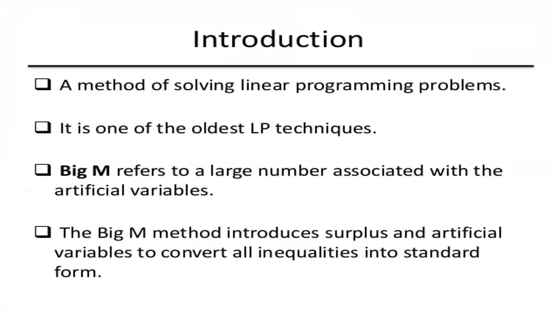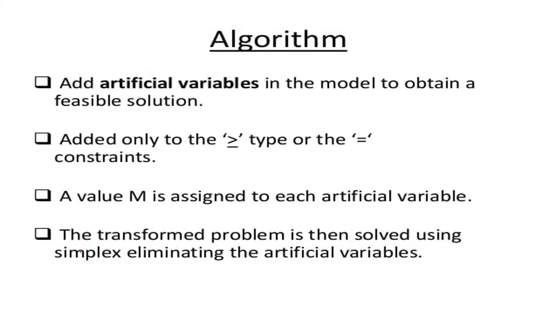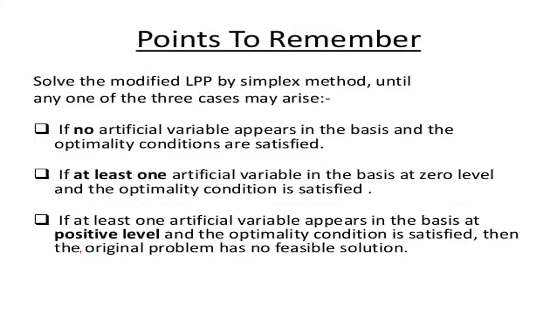The M method is a method of solving linear programming problems. It is one of the oldest linear programming techniques. Big M refers to a large number associated with the artificial variables, and the big M method introduces surplus and artificial variables to convert all inequalities into standard form. The algorithm: add an artificial variable only to the greater than or equal to type or the equality constraint. A value M is assigned to each artificial variable. The transformed problem is then solved using simplex, eliminating the artificial variables.